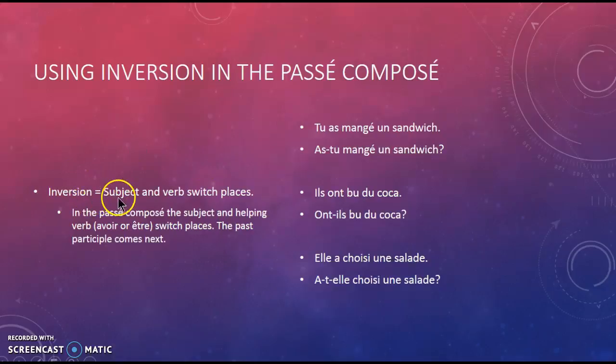Let's talk a little bit more about the inversion with the passé composé. You know that inversion means that our subject and verb switch places. So in the passé composé, the helping verb, which you know is going to be either avoir or être, is what switches places with the subject. And then we put the past participle next. So let's take a look at these examples. We have tu as mangé un sandwich. You ate a sandwich. As-tu mangé un sandwich?